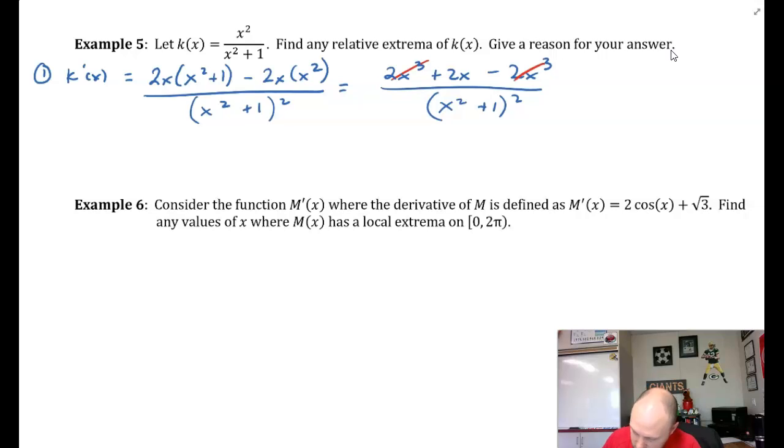Okay, so here is our final k prime of x. We have 2x over x squared plus 1 squared. Okay, so what I want to do is I want to know, where is this equal to 0?